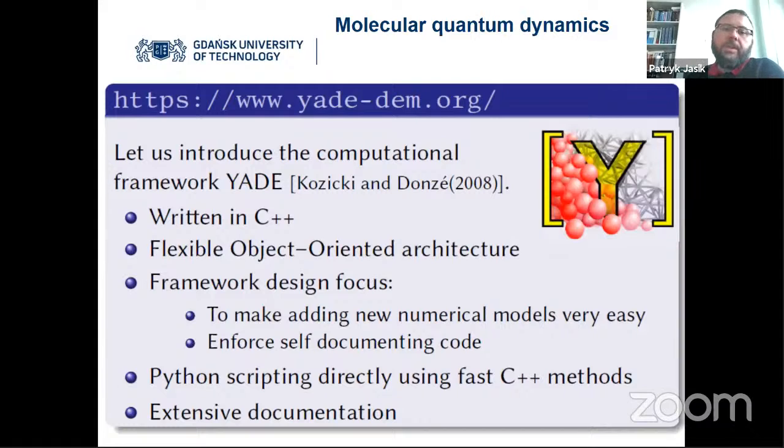This method is a part of the JADE framework, which was created by Jan Kozicki, and I think very soon there will be another part of this framework which will be connected with quantum dynamics.